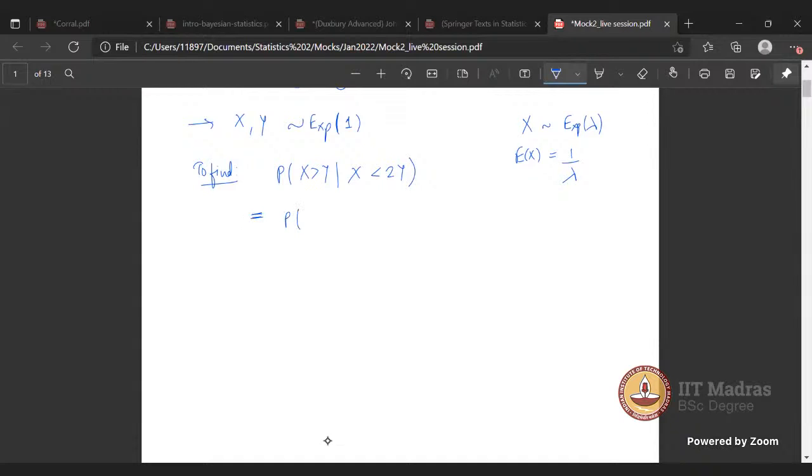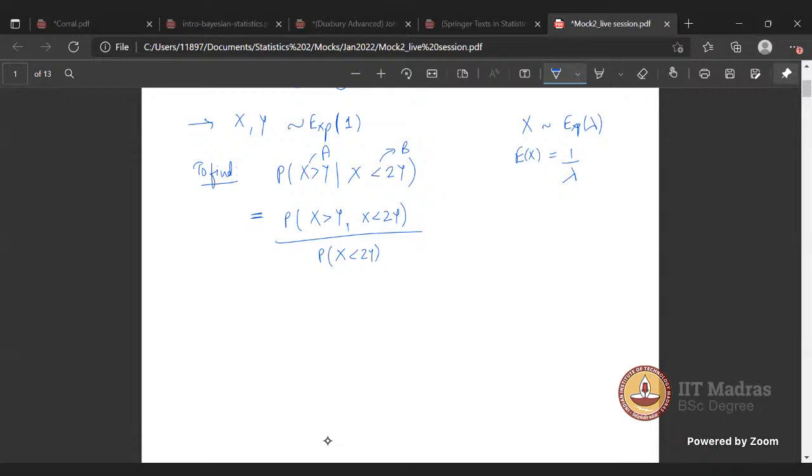So it is going to be probability x is greater than y, x is less than 2y, divided by, so joint divided by marginal. Let's say this is one event A, this is another event B. Then probability of A intersection B divided by probability of B. So it is going to be probability x less than 2y.